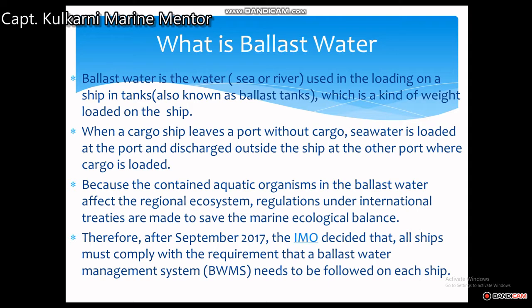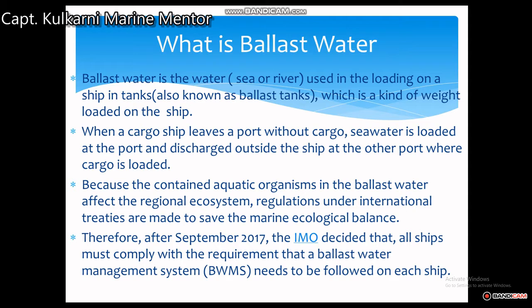Ballast water is the water, sea or river, loaded on a ship into a tank, also known as a ballast tank, where the water acts as a kind of weight on the ship. When a cargo ship leaves a port without cargo, seawater is loaded at that port and discharged outside the ship at the other port where the cargo is loaded.